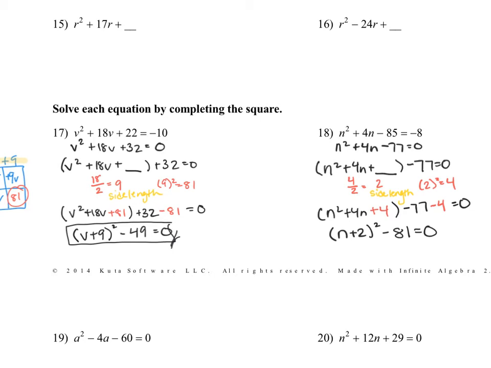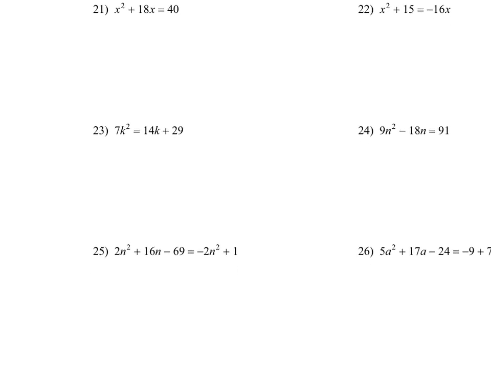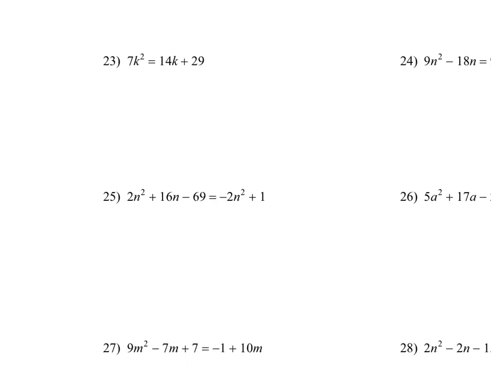But let's go an extra step. What if it's not just v squared or n squared? What if there's an a value greater than 1? What if it's like 7 or something like that? We're going to do 2 problems just like that, starting with problem number 23. We're going to do problems 23 and 25, and then we'll be done.